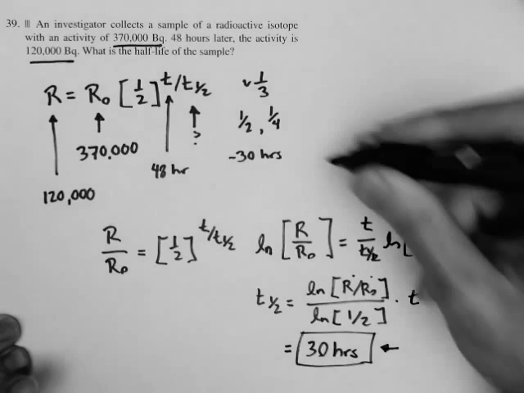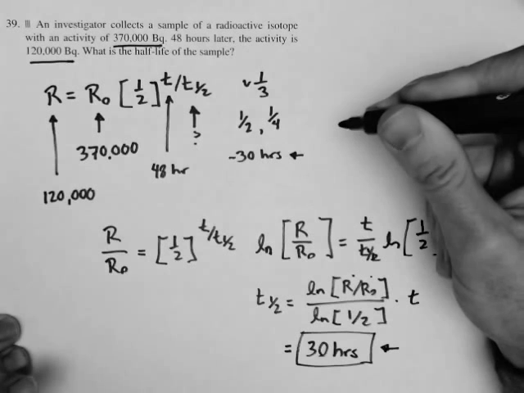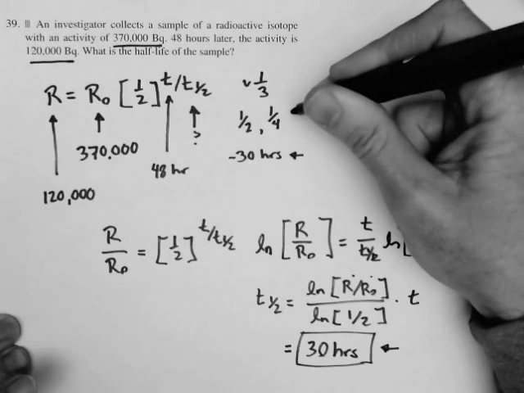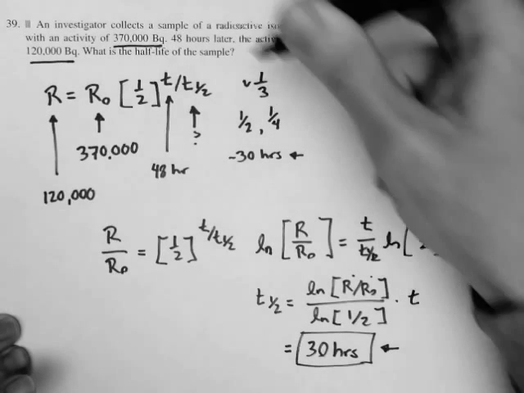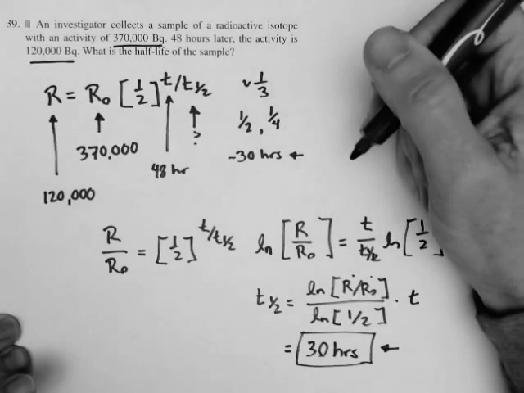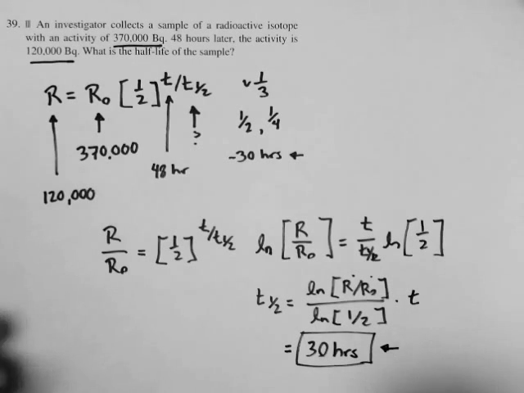And our assessment is this. That's exactly what we estimated it would be, given our approximation that the time, 48 hours, is a little bit less than 2 half-lives, and it's a little bit more than 1 half-life. And so everything works out.